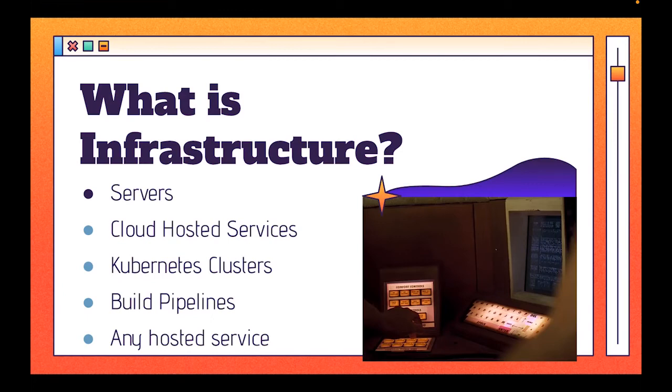In a more granular sense, infrastructure also refers to whatever is running on that computer network infrastructure. So that could be continuous integration or deployment pipelines, or application services making calls between each other.